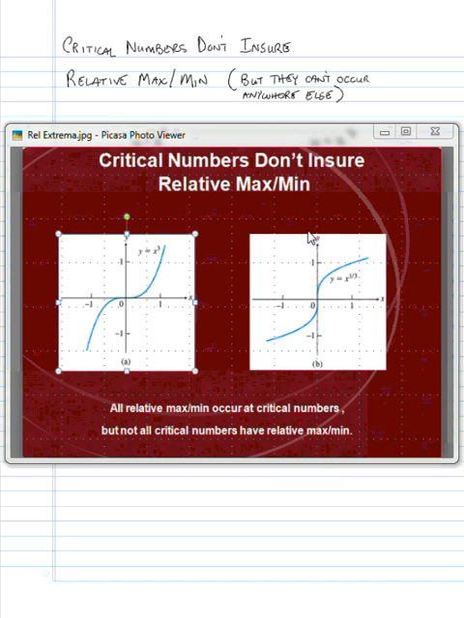So summarizing, as you see at the bottom of the slide, all relative maximums and minimums occur at critical numbers, but not all critical numbers have or give a maximum or a minimum value. That's the end of this part. In the next part, we'll have a few more problems.